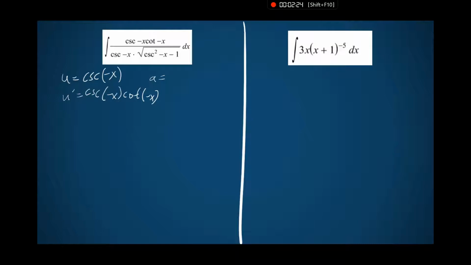Well, if I try a direct U substitution right now, you've got u prime over u root u squared minus 1. Oh, so a is 1. 1. And this will be a squared then. Okay, if I integrate this, what will happen?